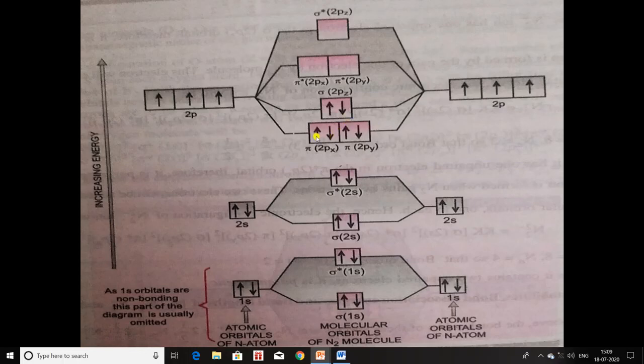So we will fill from here because orbitals are filled in increasing order of their energy. And this is the increasing order of energy. When we are going in the upward direction, energy is increasing. That means these two orbitals have less energy. After that, this orbital sigma 2pz, okay, its energy is higher than this one. Okay, so now 1, 2, after that pairing will take place according to Hund's rule.